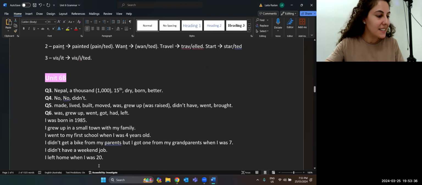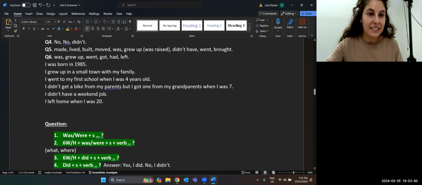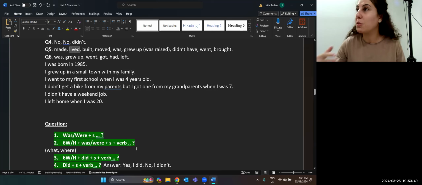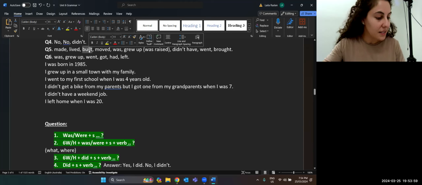So some sentences, let's do them together. Humans made the caves about 1,000 years ago, question 5. Many people lived. That's what we heard in the audio. Many people lived in them until the 15th century. So we can see the ed, past action. They built houses and moved to towns.